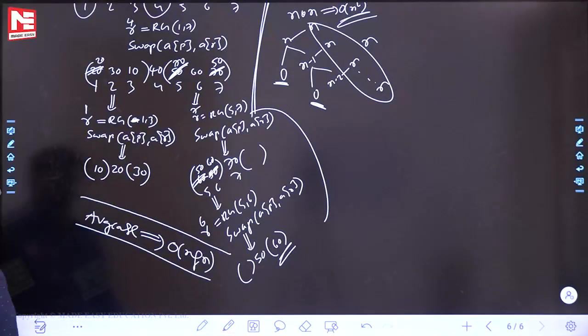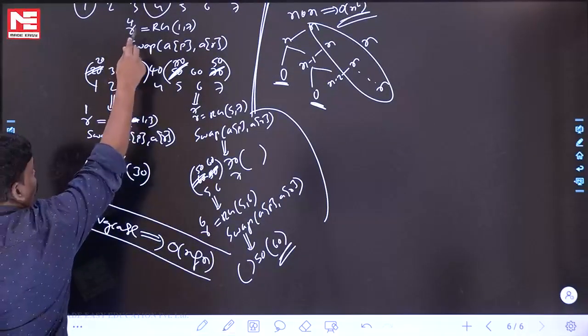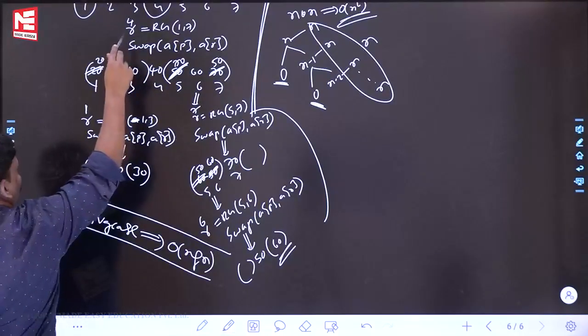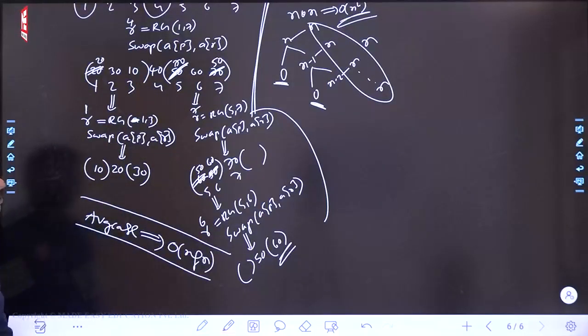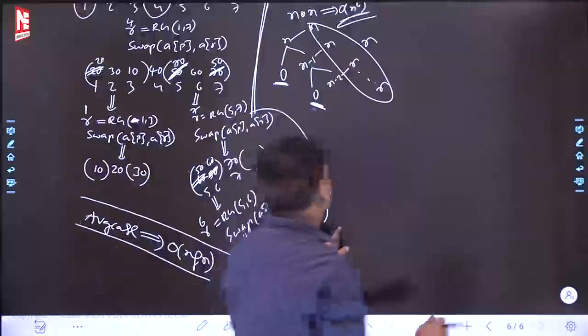Please be careful. This input was previously worst case. Now average case came, which is n log n. Now see the final conclusion.